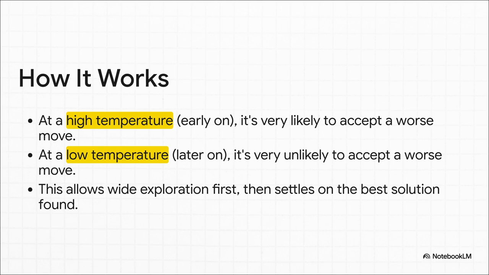When the temperature is really high, at the beginning, the algorithm is chaotic and energetic. It's jumping all over the place, exploring totally random, wild ideas. It's not afraid to try things that seem worse. But as we slowly cool the temperature down, the algorithm starts to calm down too. It gets more selective, more focused, and eventually, it only makes moves that are clear improvements, settling into the best overall spot it found during its crazy exploration phase.